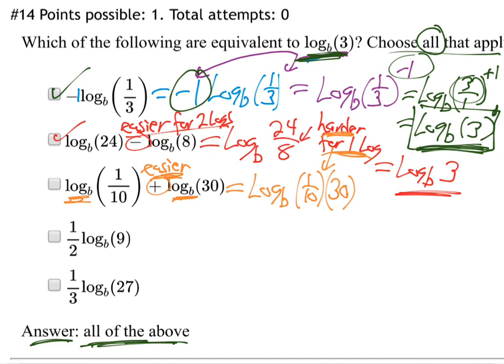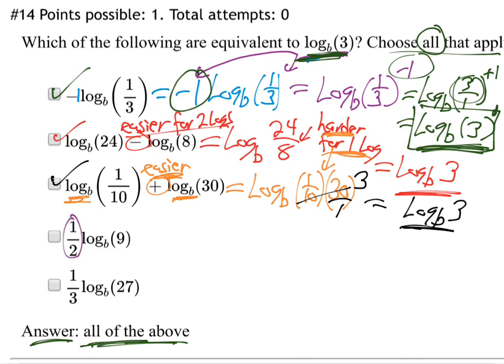Well, anytime you've got a whole number interacting with a fraction, put it over 1. 10 and 30 can cross cancel. 3. It's log base b of 3 again. See, we're just proving that all these are weird, fancy ways to say log base b of 3 using these properties. We're seeing how they can, in tricky ways, use these properties. Let's try the next one.